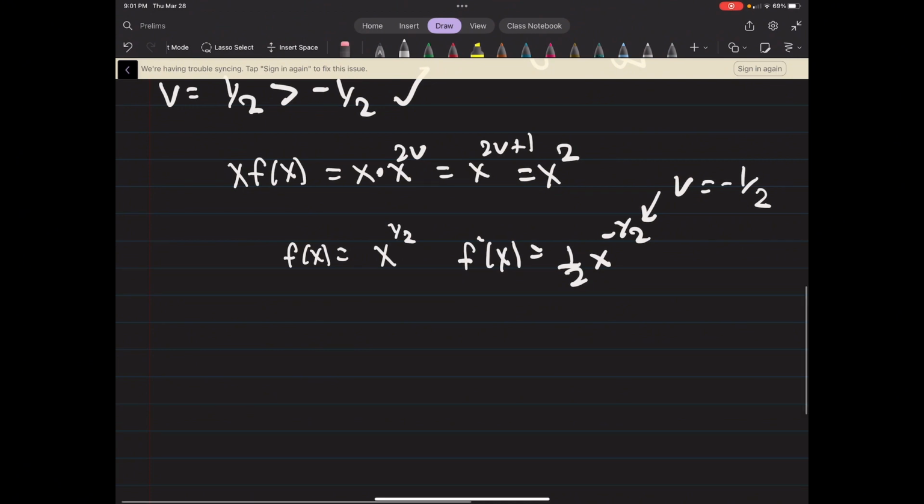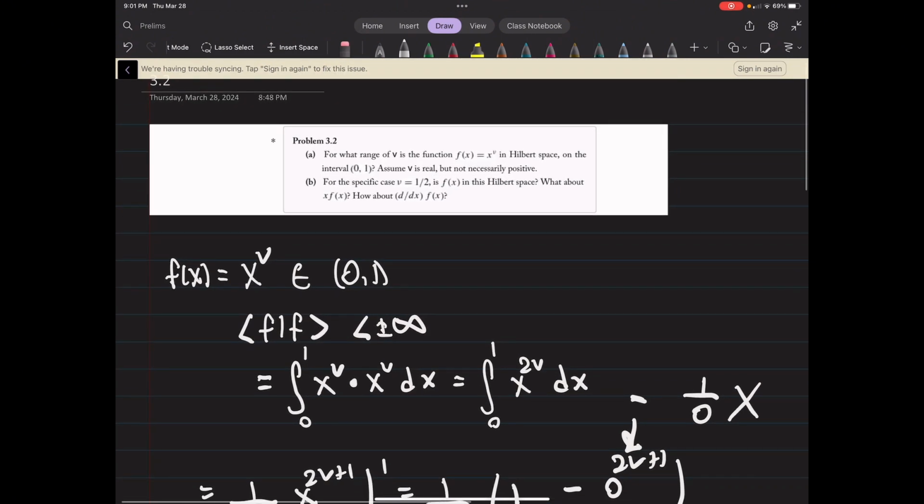So if you have a function f of x which is in Hilbert space, there are operations that you can do to this function which take it out of Hilbert space. So that's how you do this problem.